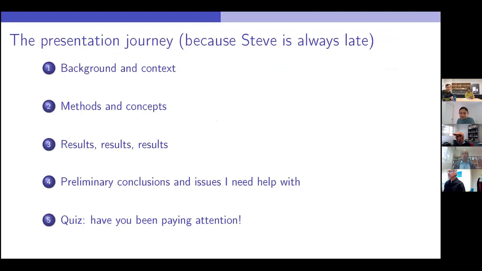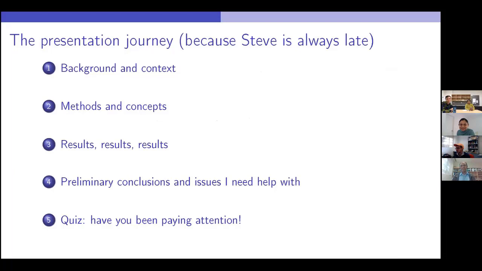Now, if it's a live seminar, we know that Steve would be walking in the door 5 minutes late. So I do have a roadmap slide to let you know, just to give Steve a little bit of extra time to join. But you will notice that there'll be a quiz at the end of this, so everyone has to pay attention, otherwise you'll be in trouble. Okay, so pretty standard format for how we're going along here.